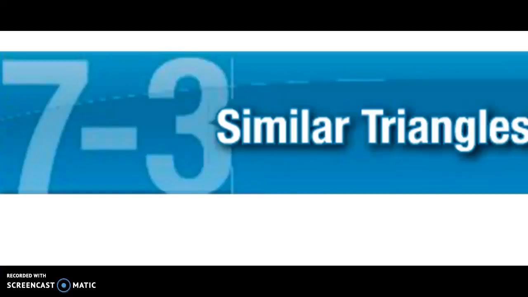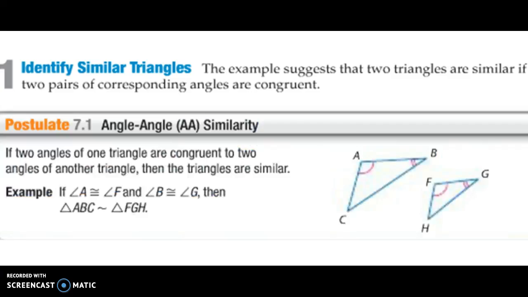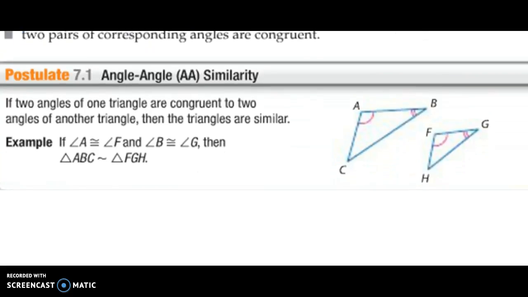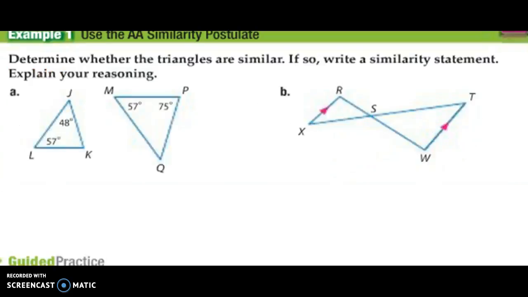Today we're going to be talking about the concept of similar triangles. We're going to start with a postulate, postulate 7.1. It's called the angle-angle similarity. It says if you have some angle A congruent to some angle F, and some angle in a triangle B congruent to some angle G in a different triangle, then the triangles will be similar. Notice it doesn't say congruent, it says similar.